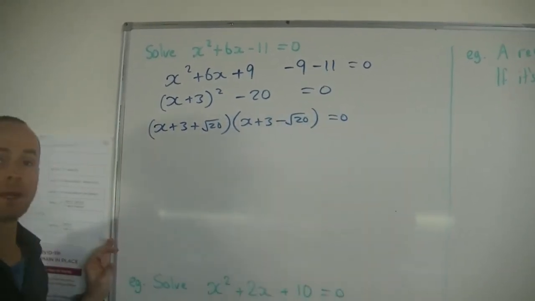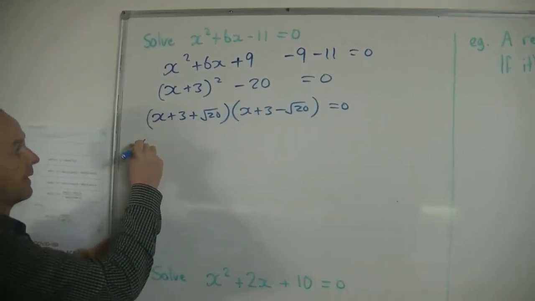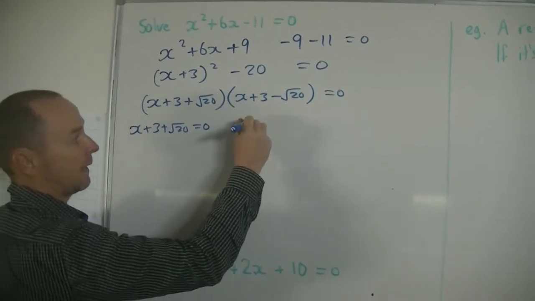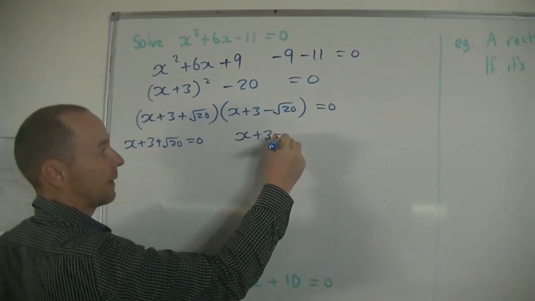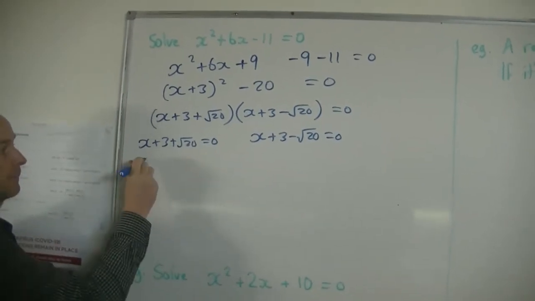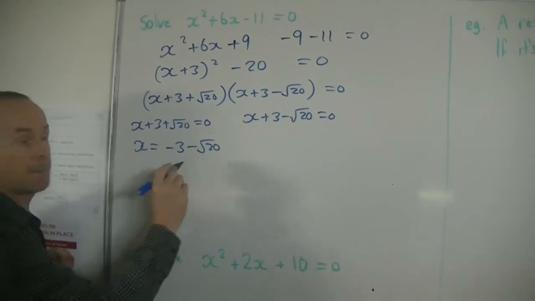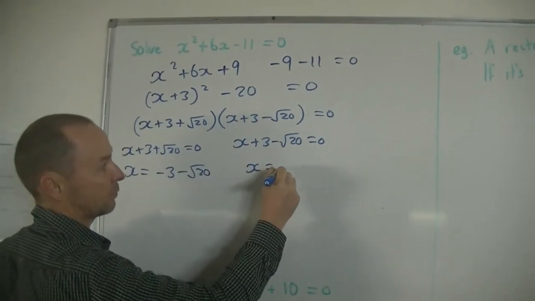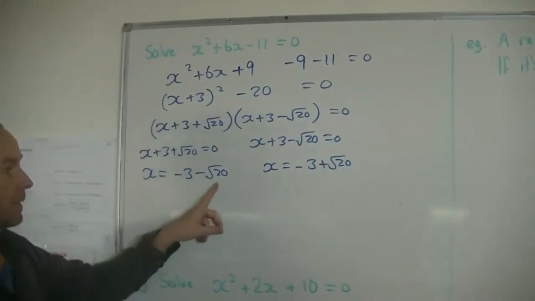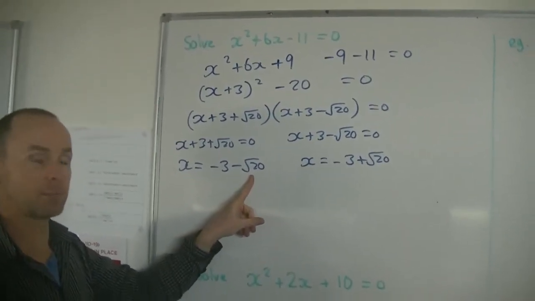And now we use the null factor law again, so we go x plus 3 plus root 20 equals 0, and the other one is x plus 3 minus root 20 equals 0, and we solve each of them separately. So we get x equals negative 3 minus root 20, and the other one is x equals negative 3 plus root 20. Now you notice something about root 20, that can be simplified. It's a surd, but it's not in simplest form.